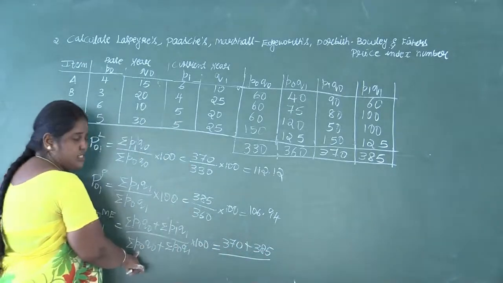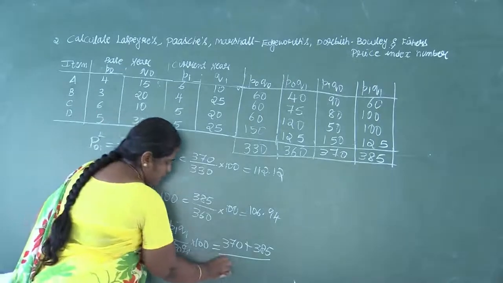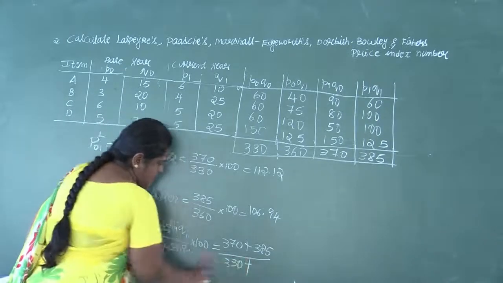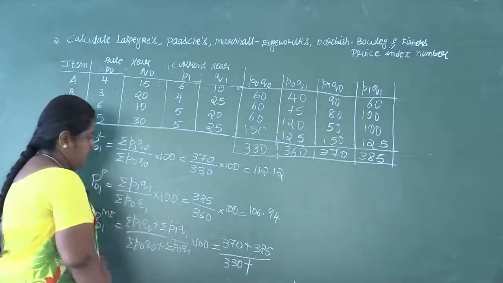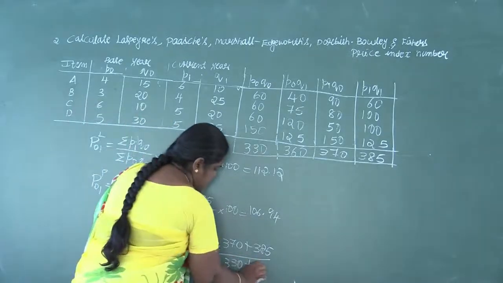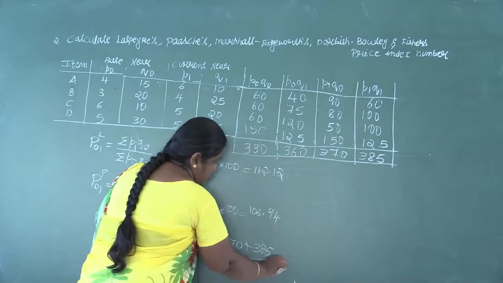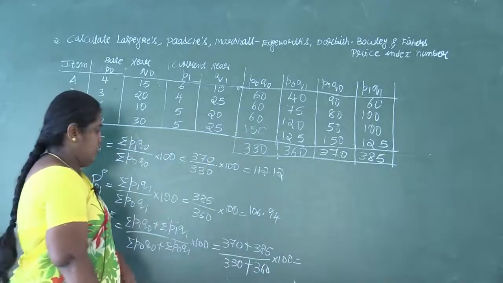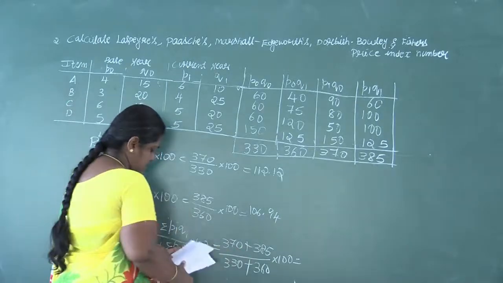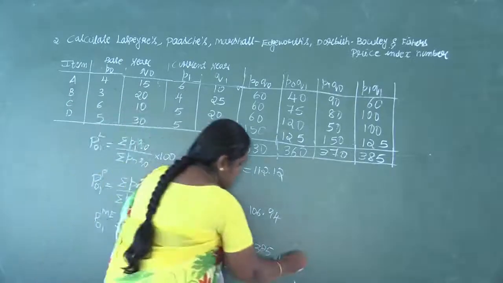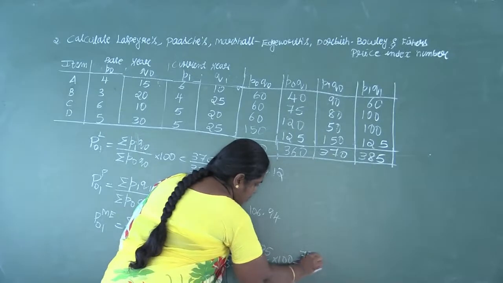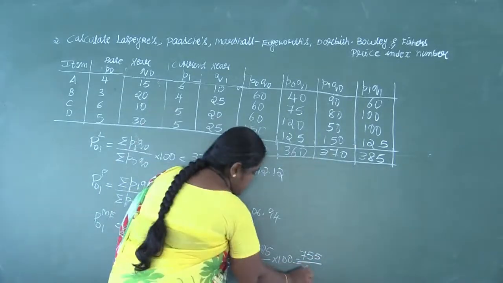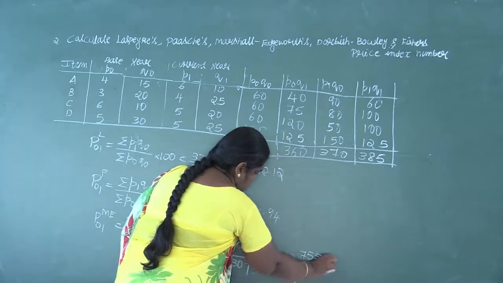Then sigma P0 Q0 is 330. Then plus symbol as it is. Then sigma P0 Q1, it is 360, into 100. So now add the numerator, add the denominator. So 370 plus 385, it is 755, divided by 330 plus 360, 690, into 100.